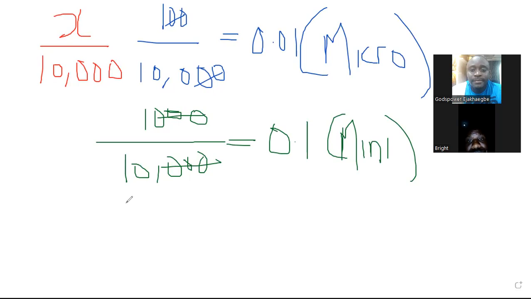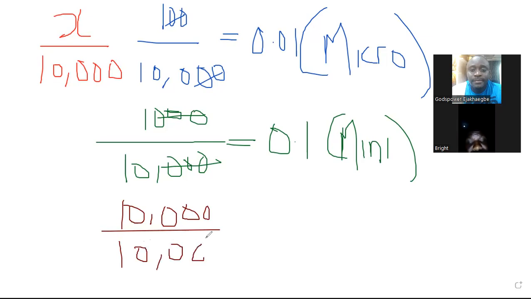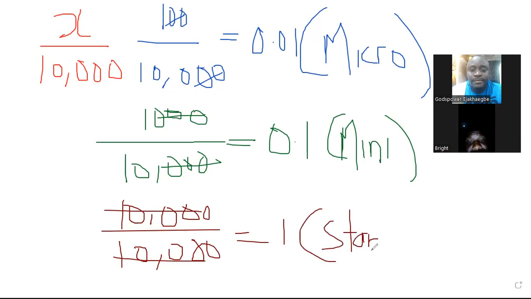Now, the last one is a standard lot. I'm going to use a red marker. A standard lot is a lot that ranges from $10,000 upwards. Now, 10,000 divided by 10,000, that's 1. So that is the standard lot. That means you can trade with $10,000, $20,000, $50,000, and so on and so forth.